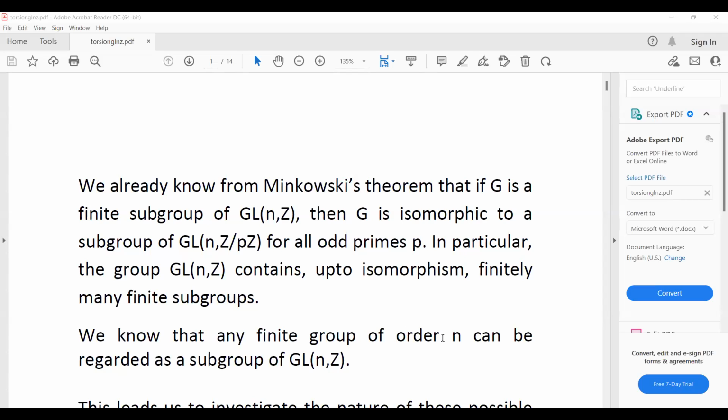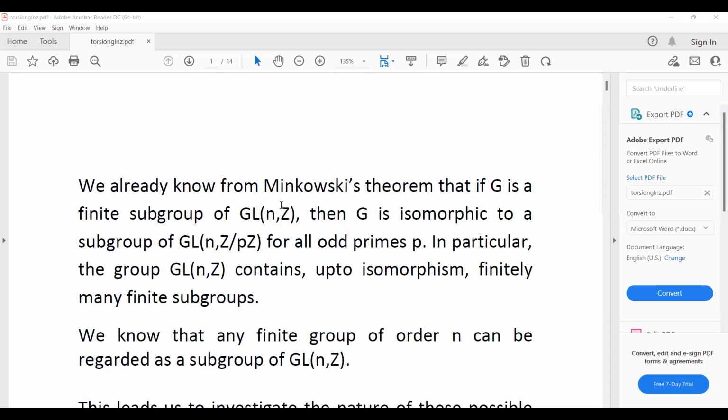So today, as I said, I'm mostly talking about groups of integer matrices. We already know from Minkowski's theorem that if G is a finite subgroup of GL_n(Z), then G is isomorphic to a subgroup of GL_n(Z/pZ). You just check that the kernel does not contain any element of finite order. So as soon as you have a finite subgroup, under this homomorphism it goes injectively, right? The kernel has no elements of finite order.